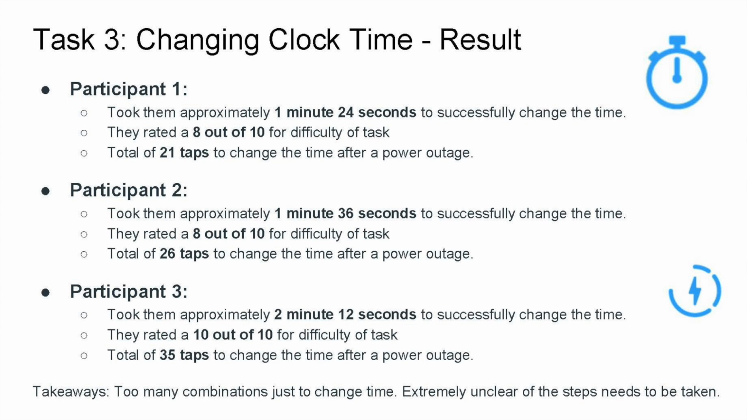Our most challenging task was changing the time after a power outage. We set the initial time for participants to 12 p.m. They were given the task to change it to 4:15 p.m. Average time it took to change the time was 1 minute and 44 seconds. Average difficulty rate was 8.6, and the average taps to change the time was 27.